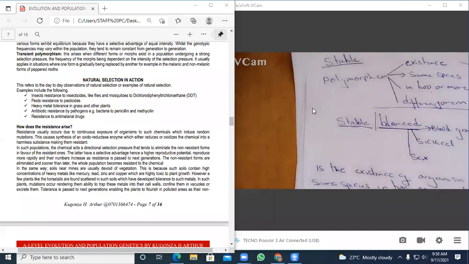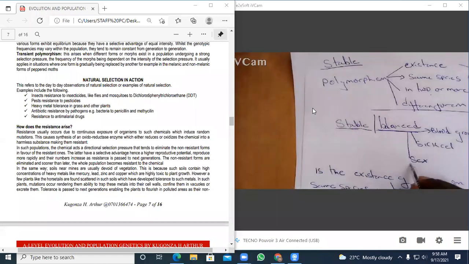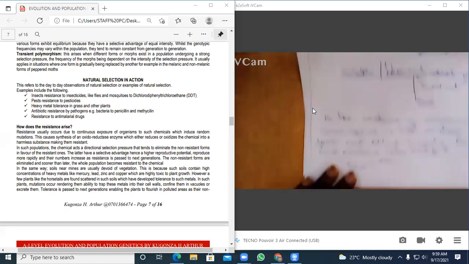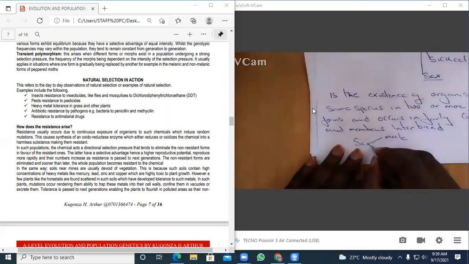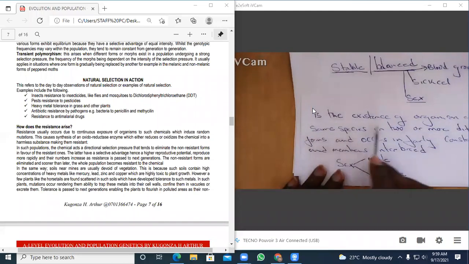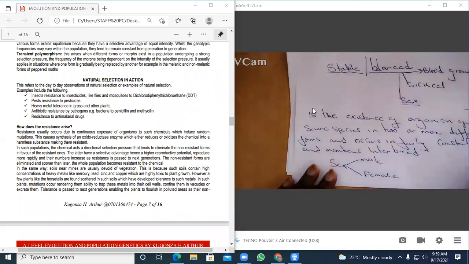What do I mean? After understanding polymorphism, why do we call it balanced? I can use an example of sex. In sex we have males and females. We said balanced polymorphism is the existence of organisms of the same species in two or more different forms and occurring in a fairly constant form. This is important: a fairly constant form.